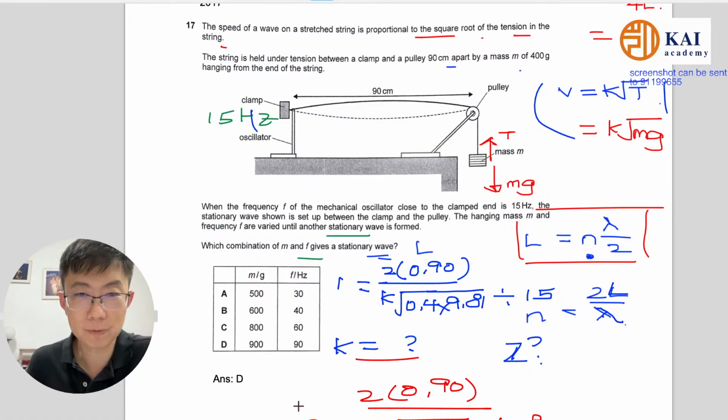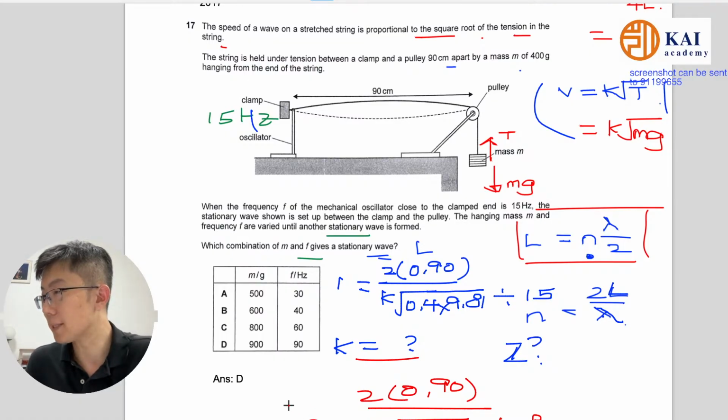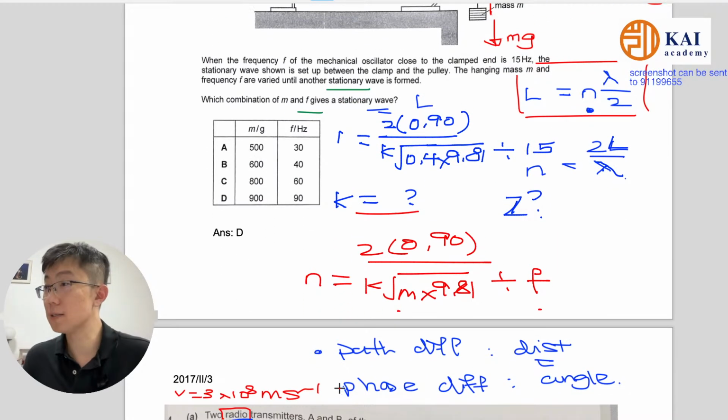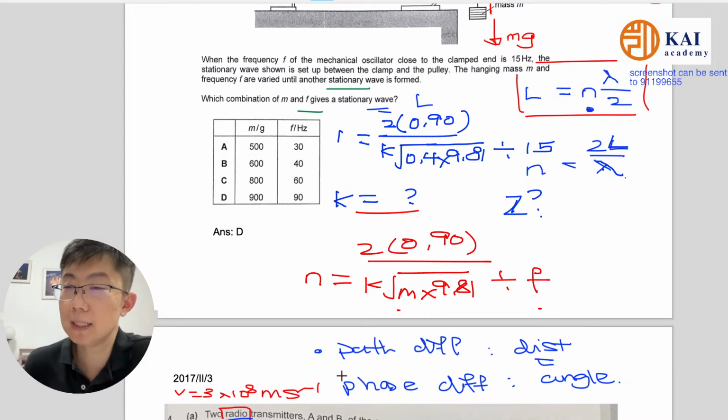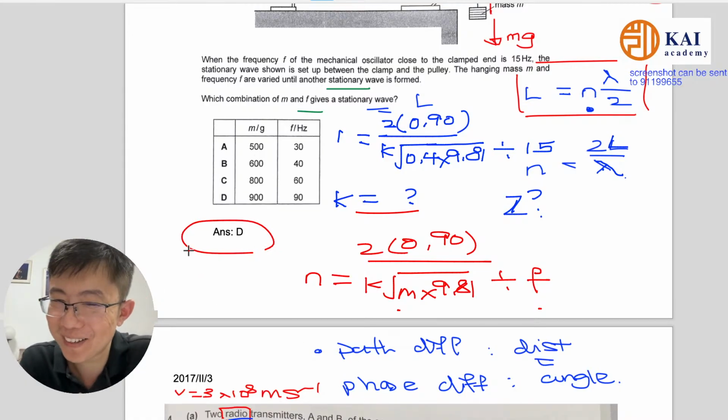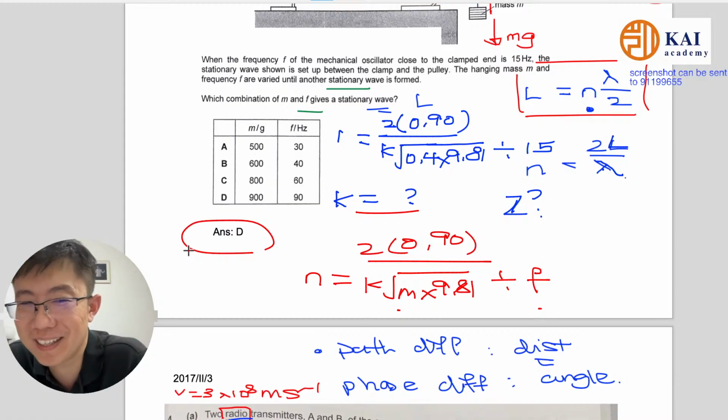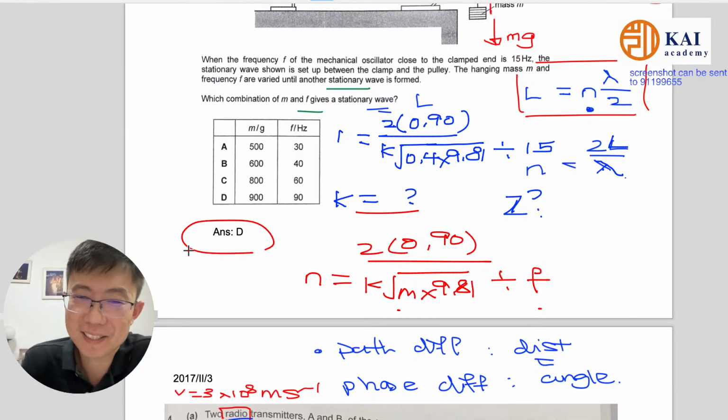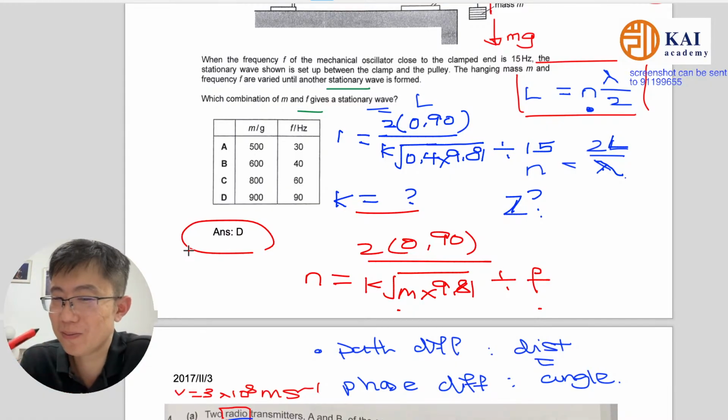If your examiner is less kind, oh sorry, that thing you cannot see on the screen. If your examiner is less kind, then it might be the last option, which in this particular year is indeed the case. So students who have tried A, B, C, and if you trust that the working is correct, then the answer must be D. If not, then you have to solve for the last one.